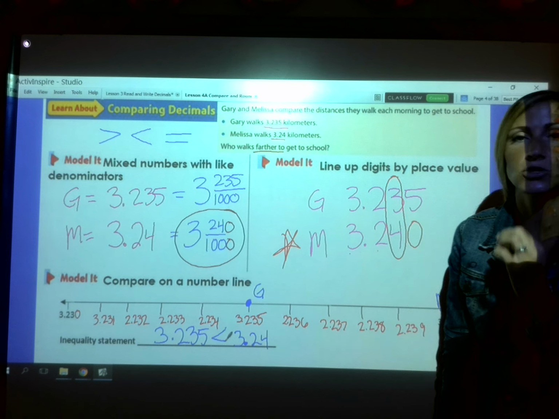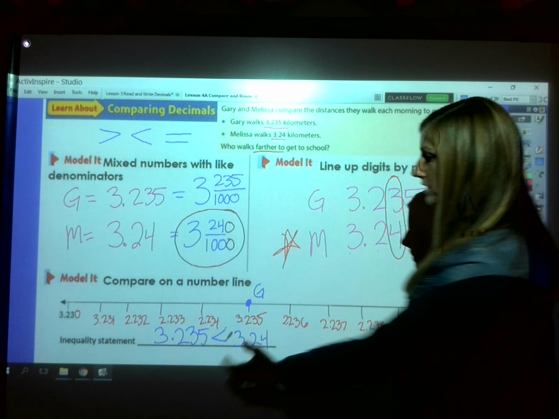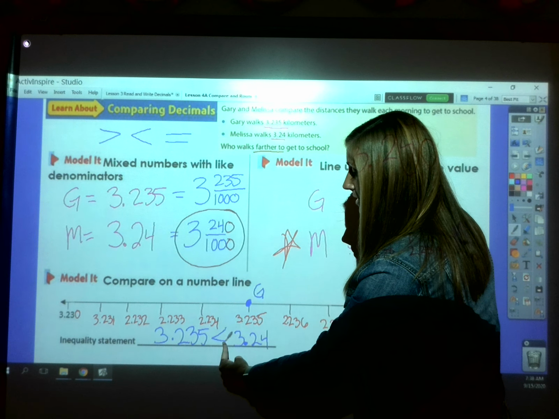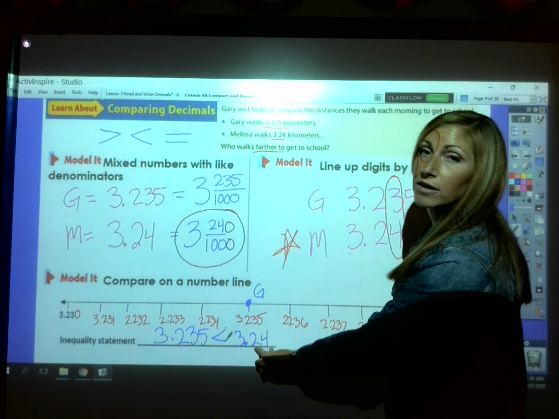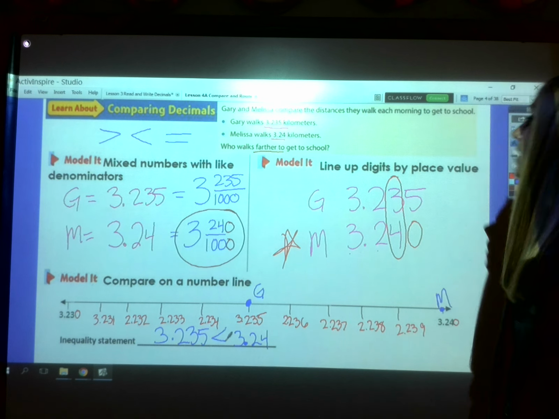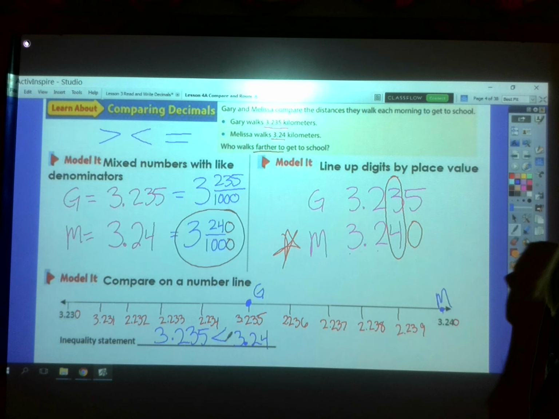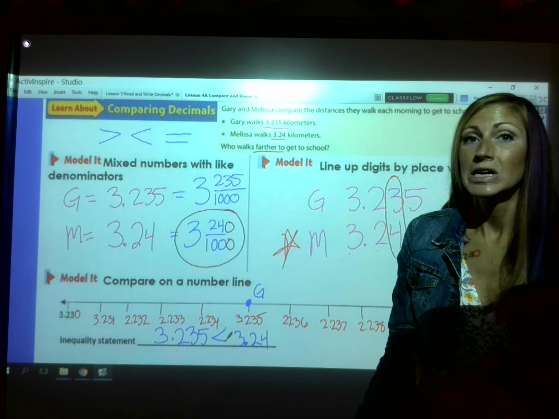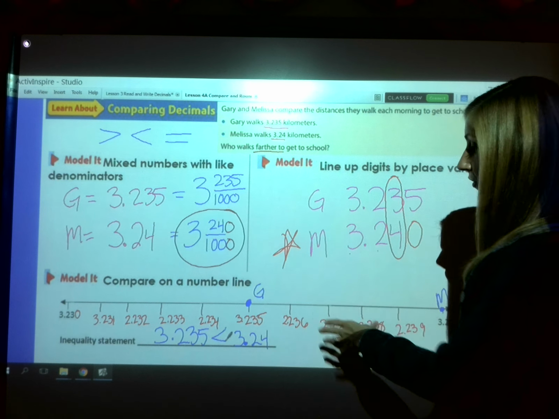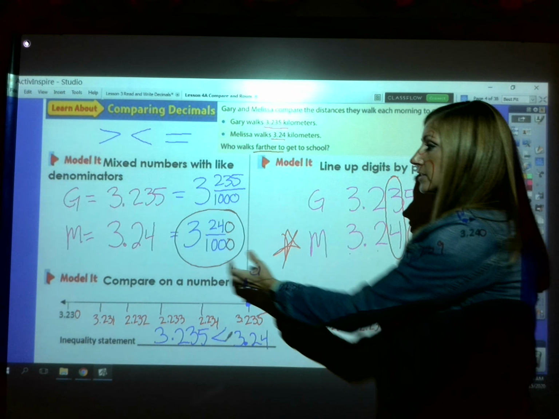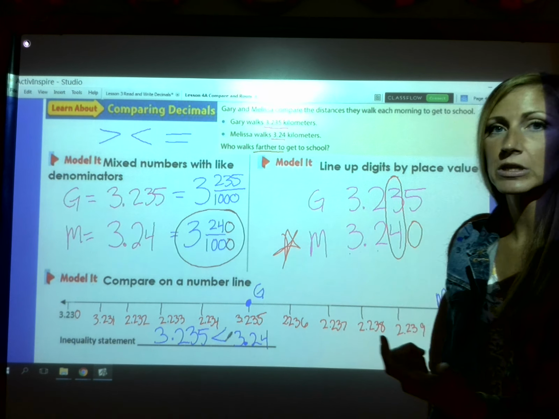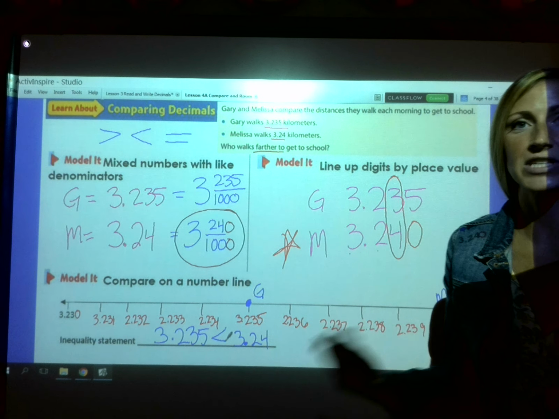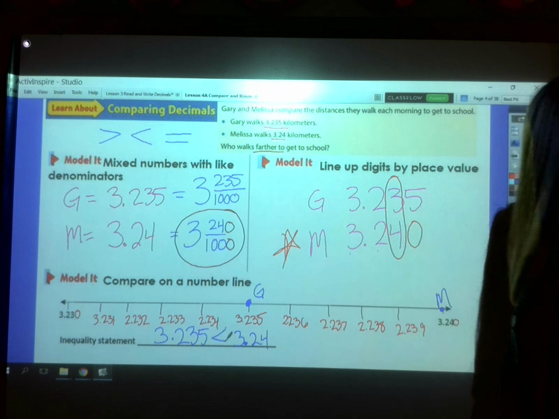Now these statements read like a sentence. So when I read it, I can say 3 and 235 thousandths is less than 3 and 24 hundredths. Okay, and there are multiple different ways to think about it. So think about which one you like and which one works well for you. Now you still need to be able to function with reading it from a number line and making them into fractions, but ultimately for future use, you can pick your own if it's just asking for an inequality statement.